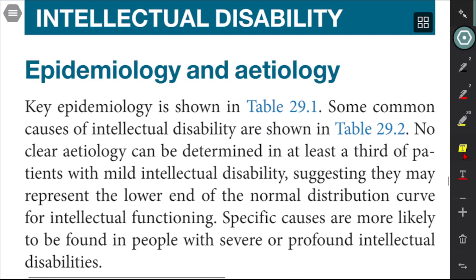Okay, about epidemiology and etiology. Key epidemiology is shown in table 29.1, which is this.